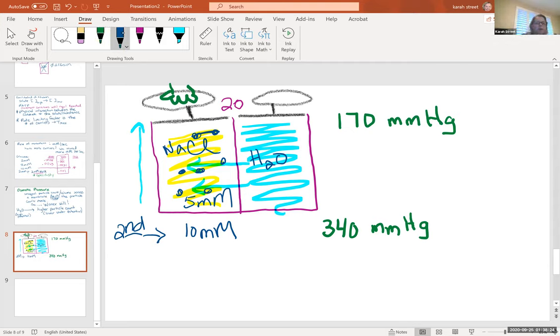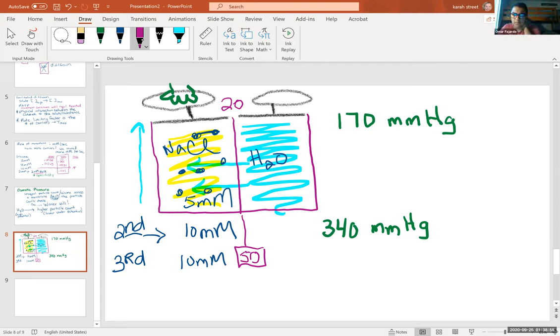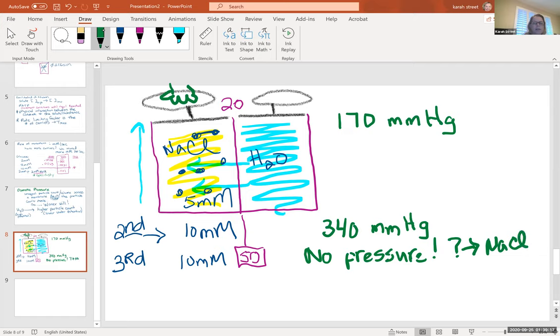Then the third time we repeated this system, we again used 10 millimolar sodium chloride, but instead we used a molecular weight cutoff of 50, not 20. What happened? Did we have to apply any pressure? No, we didn't. Why not? Why didn't we have to apply a pressure to oppose water movement? Because sodium can move through 50 MWCO. Correct. No pressure. Why? Sodium chloride was permeable.